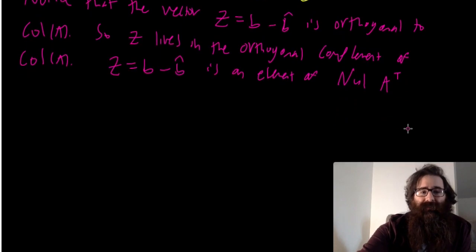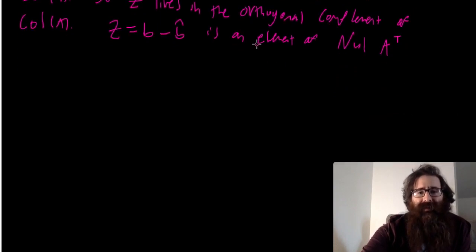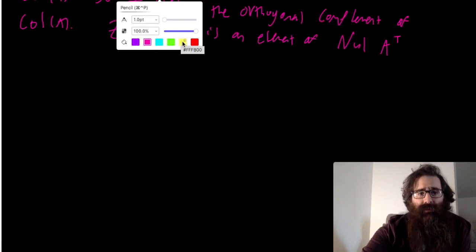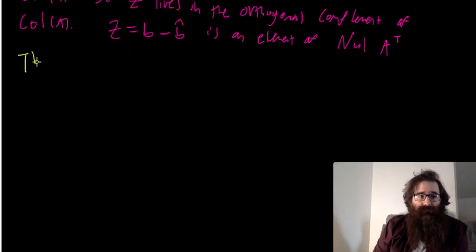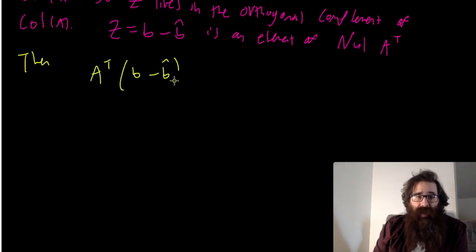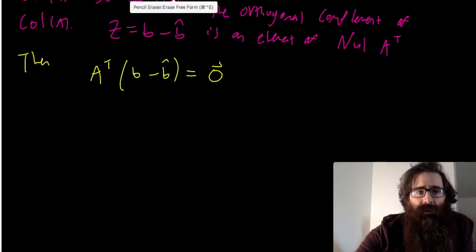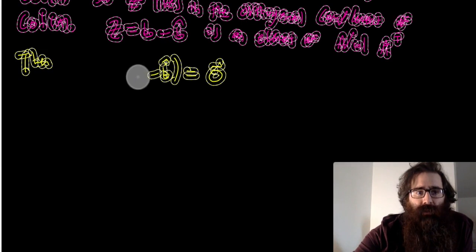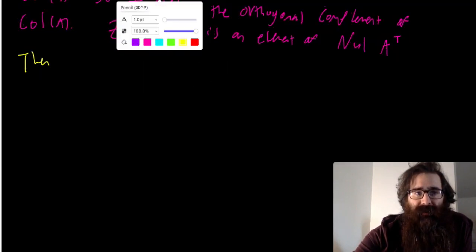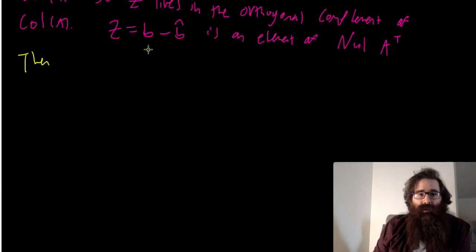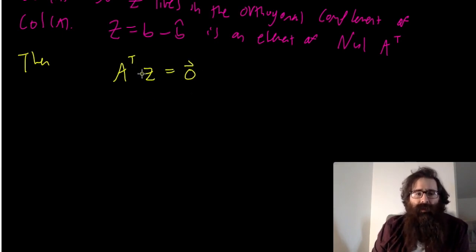Well, okay, so then if this vector z equals b minus b hat is an element of the null space of A transpose, what does that mean? Well then, that means A transpose times b minus b hat is equal to the zero vector. It's the null space of A transpose, so actually, write it this way. We'll take it slow. If it's an element of the null space of A transpose, that means A transpose times z is equal to the zero vector. You don't really need this step, but I think it helps make the connection a bit.